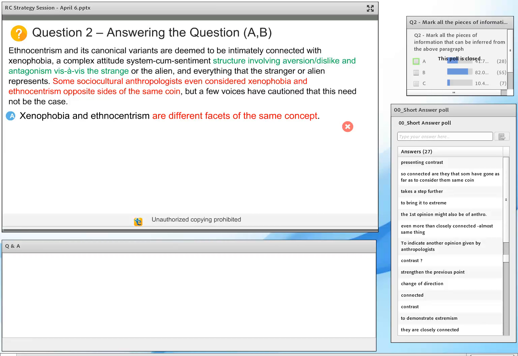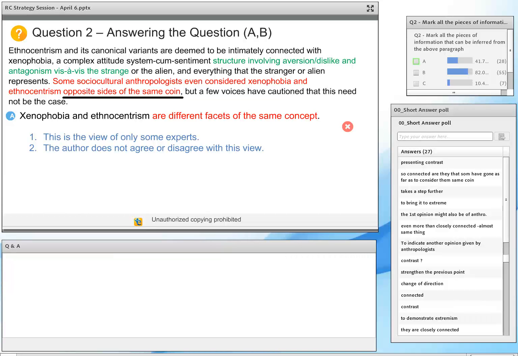XP and EC are different facets of the same concept. Now, this is the view of only some experts, that they're opposite sides of the same coin. So the skill that's required in an inference question is that you need to first understand where this information is coming from in the passage. This information is coming from this part of the passage, that some experts think that EC and XP are opposite sides of the same coin. So that's another way of saying they're different facets of the same concept, right? So you first understand that.